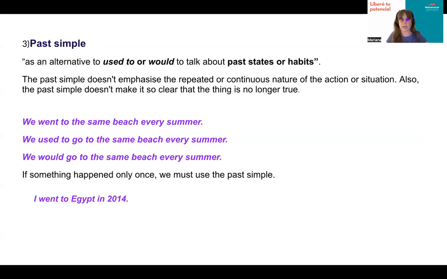But what is clear is that when you are talking about repeated things, you go with used to or would. Now, if the action is not repeated, you go with the past simple, just referring to that moment in the past. And if you happen to have a clear moment in the past, you use past simple.